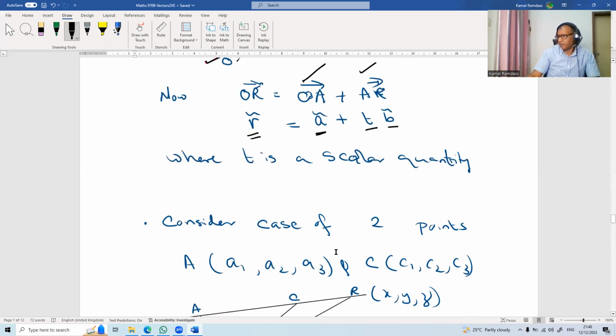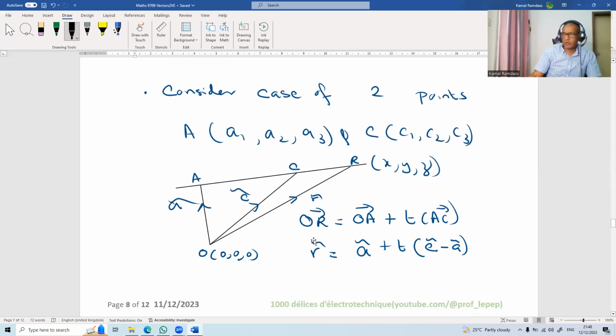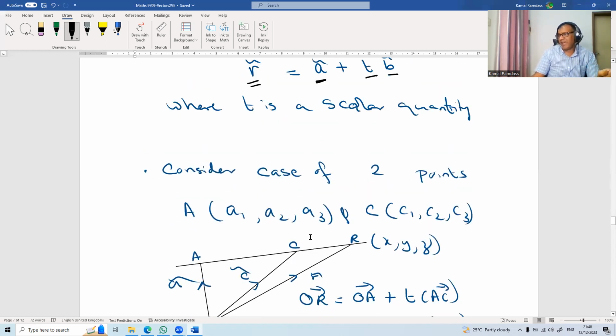OK. Now, we consider the case of 2 points. Normally, to make the equation of a line, we need 2 points. 2 points suffice to make an equation. A1, A2, A3, C1, C2, C3. A1 i roof plus A2 j roof plus A3 k roof, and C1 i roof plus C2 j roof plus C3 k roof, in terms of vectors.